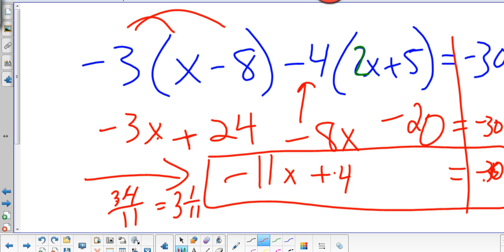So I would take 3 and 1/11th. I would take 3.09 repeating. I would also take 34 over 11. That would be an okay answer too.